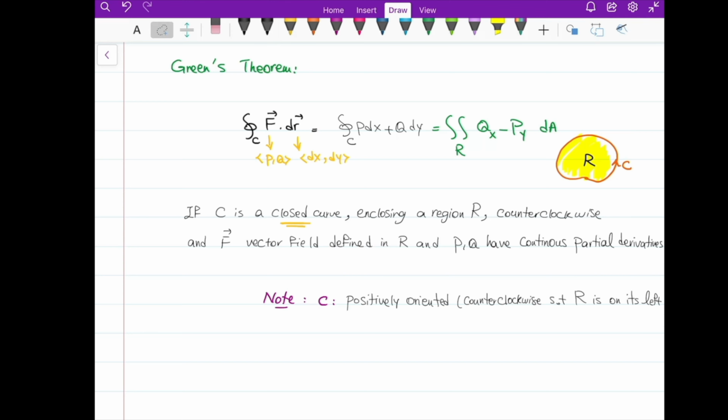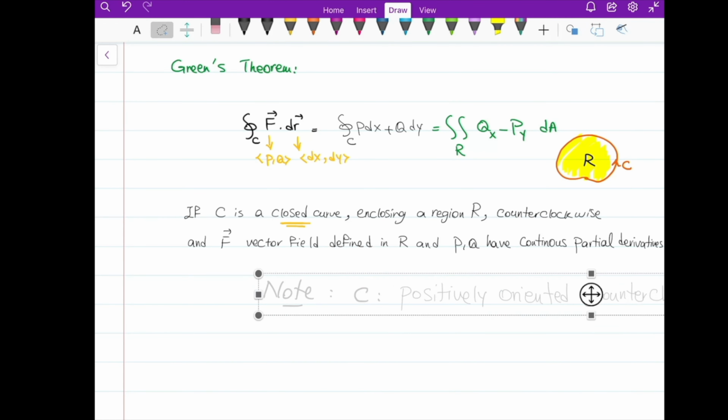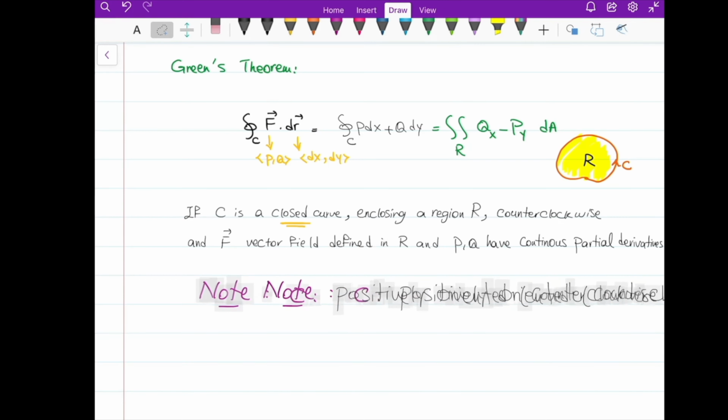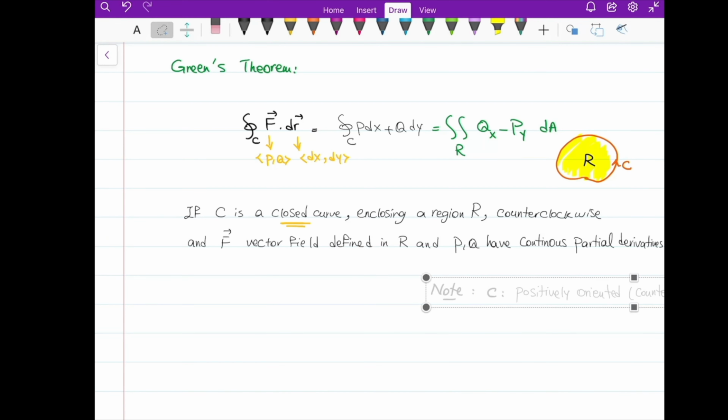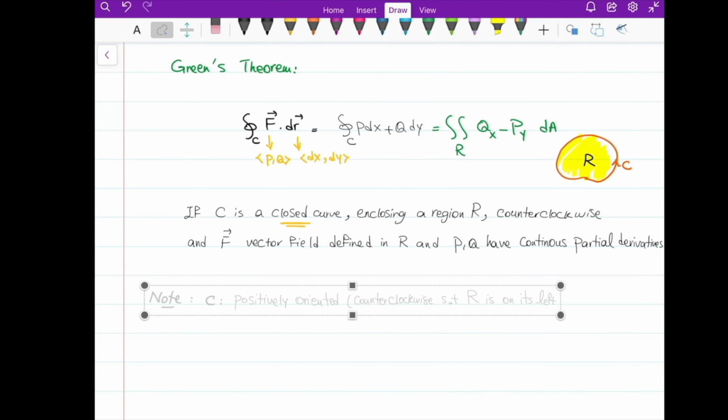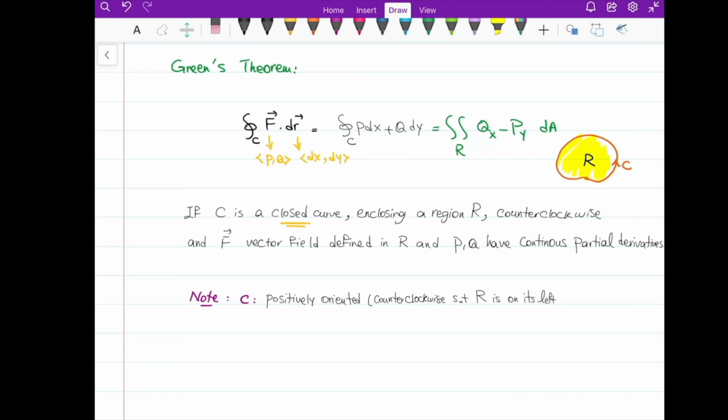Okay, let me move everything just a little bit and make it smaller actually. Okay, I'm going to make it a little smaller. Very good.